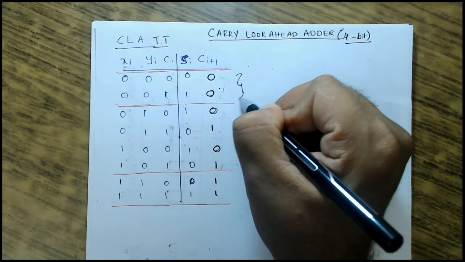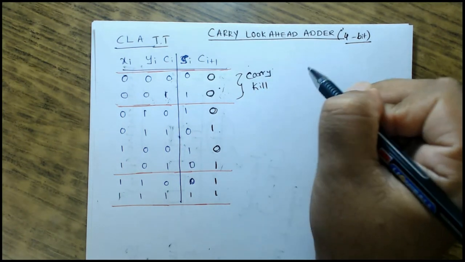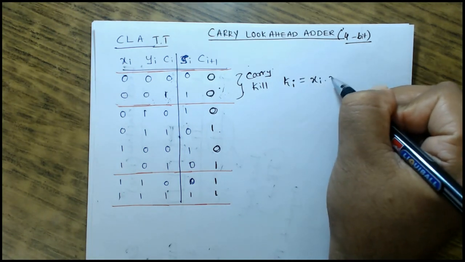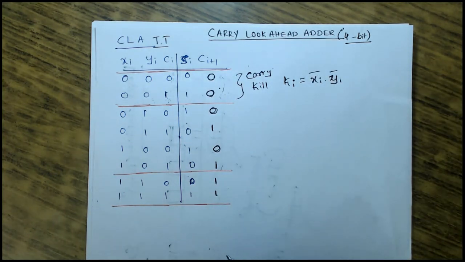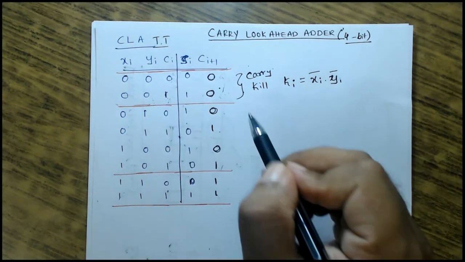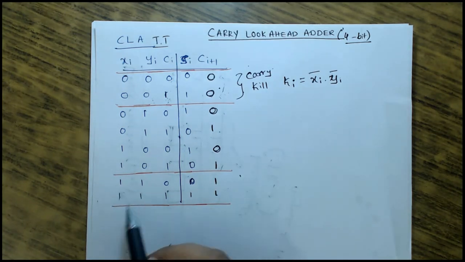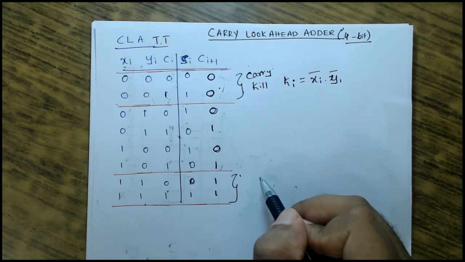So this I call kill, or else I can call it carry kill. I mention it as Ki. So this is Xi', Yi', its negation. Why? Because when Xi and Yi are in their complemented form, then your carry output will be killed. It will be set to 0. So no need to check at all for carry input. So here, let us come over here. When your Xi and Yi are 1, irrespective of your carry input, your carry out is set. So this I call generate carry.